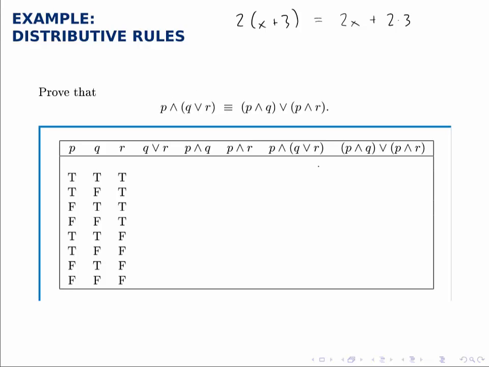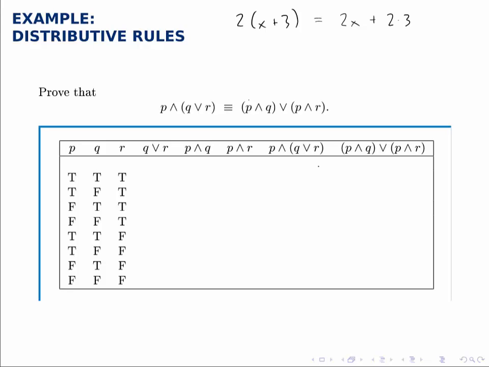The same thing holds with OR and AND, where you can think of AND as multiplication and OR as addition. So if I have P and then in parentheses Q or R, I can distribute that P through the parentheses by taking P and Q, that's like 2 times x, OR, that's like the plus, P and R, that's like 2 times 3. So we distribute this AND across parentheses, and we write it like the expression on the right. So that's why we call it a distributive rule, because it's just like distributing multiplication across addition.